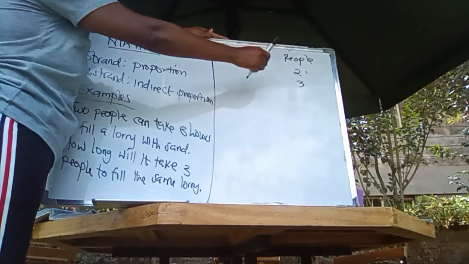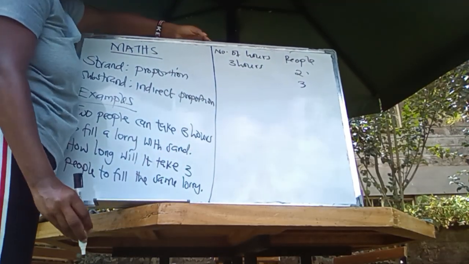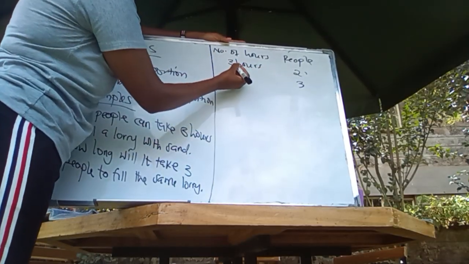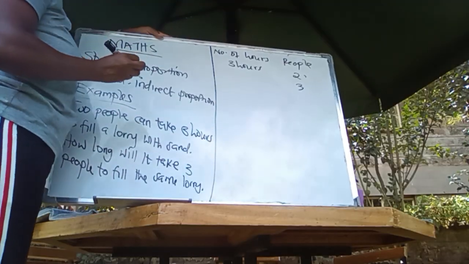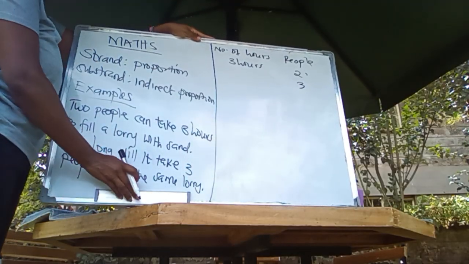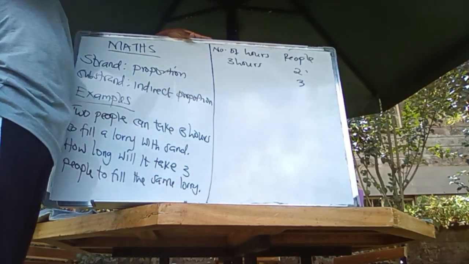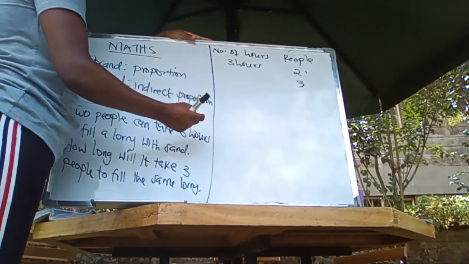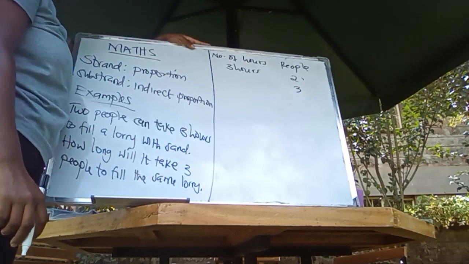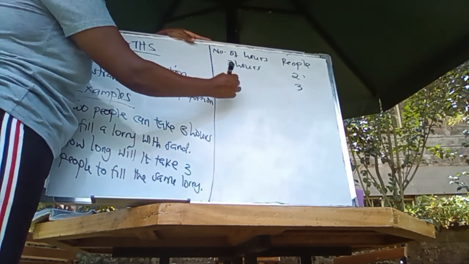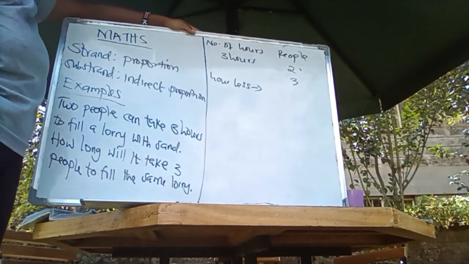3 hours are being taken by 2 people. Let me ask you a question, the question that you should ask yourself. If 2 people are taking 3 hours, will 3 people take more hours or less hours? When people were 2, they were taking 3 hours. Then another 1 person was added to become 3 people. Are the hours going to be less or more? Going to be less. Very good. So hours will be less. This is the determinant.